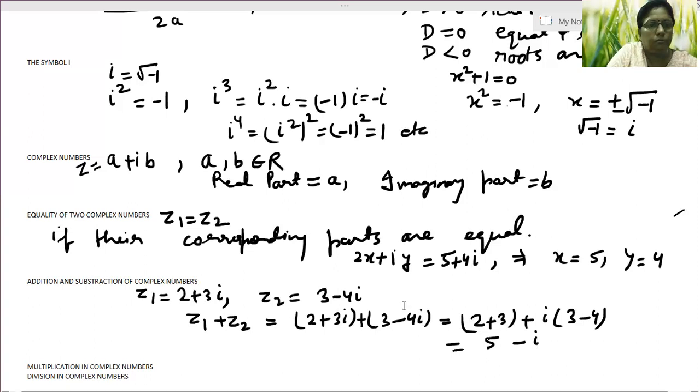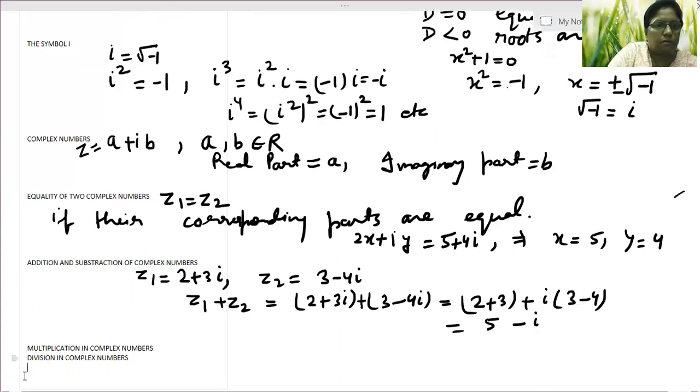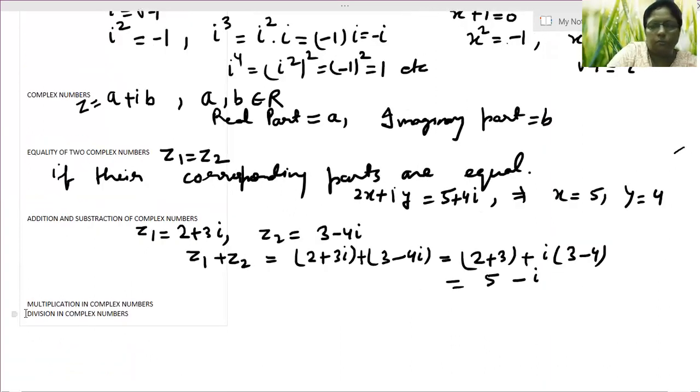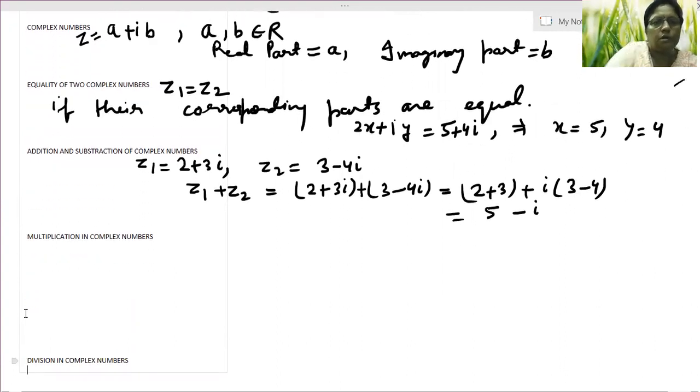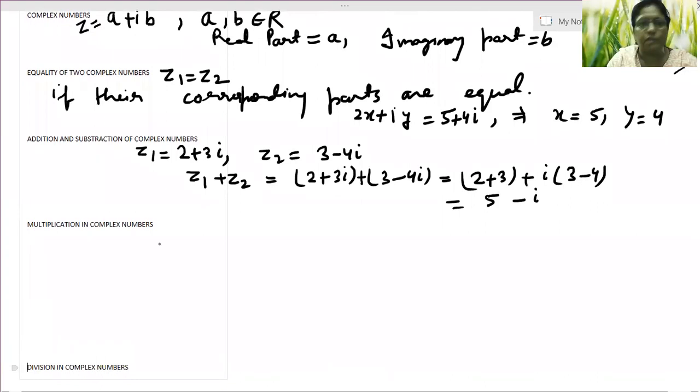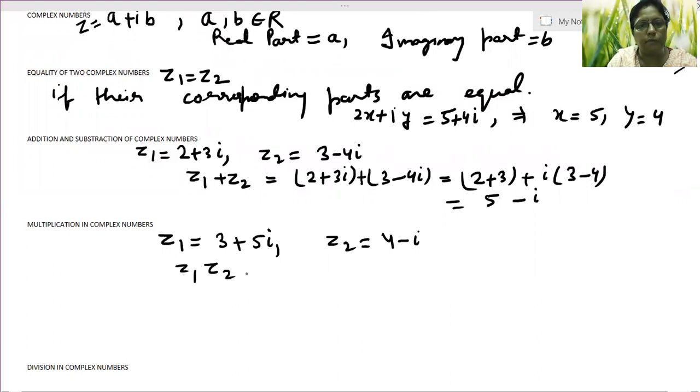Now come to the next thing, multiplication of complex numbers. As we did the addition, simply we can do the multiplication. So बच्चों, suppose there are two complex numbers, z1 is equal to 3 plus 5i and z2 is equal to 4 minus i. So how to multiply both of them? So z1 into z2 is equal to 3 plus 5i into 4 minus i.